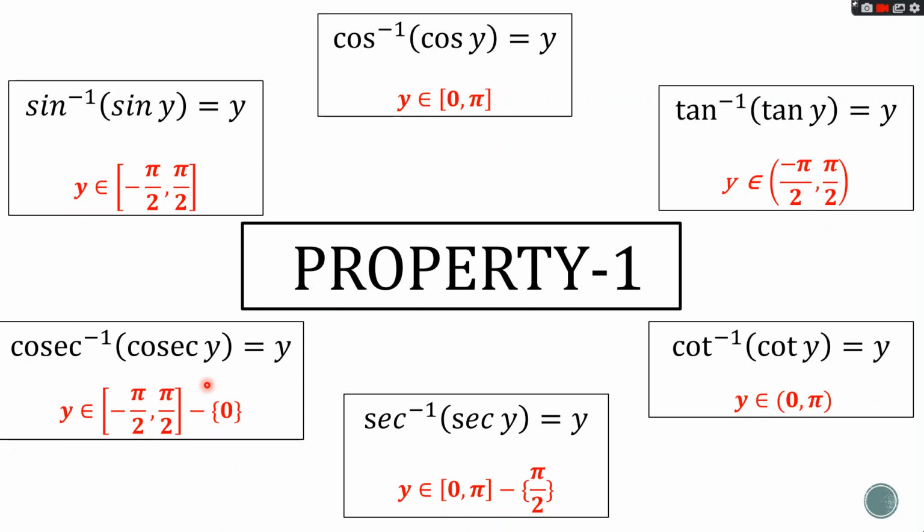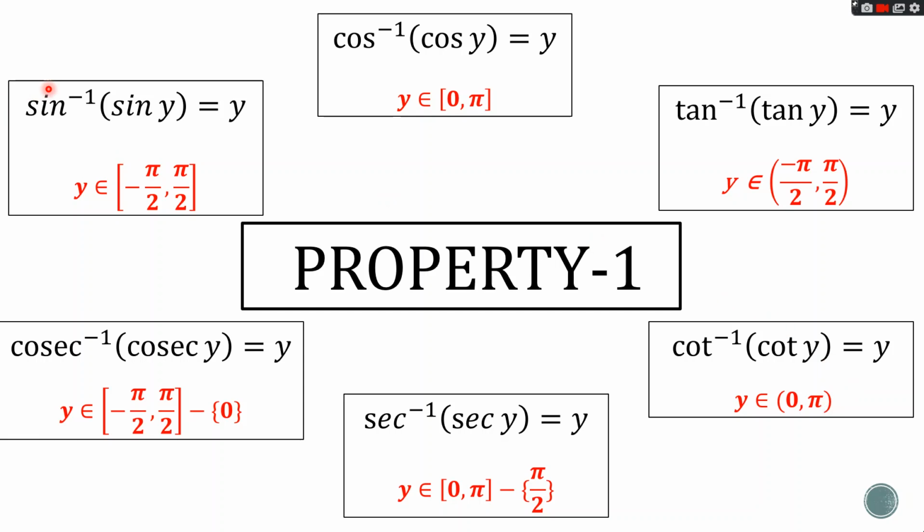Then cosec inverse of cosec y is equal to y, where y belongs to closed interval minus pi by 2 to pi by 2 minus the element 0. Sec inverse of sec y is y, where y belongs to closed interval 0 to pi minus pi by 2. And cot inverse of cot y is y, where y belongs to open interval 0 to pi.